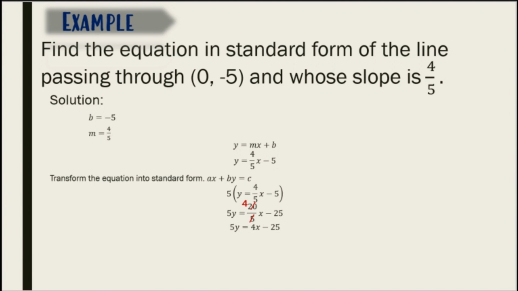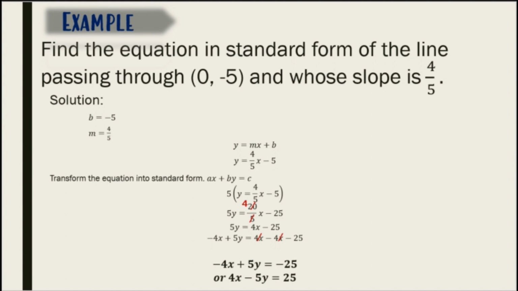Next, subtract 4x from both sides. Negative 4x plus 5y equals 4x minus 4x minus 25. 4x minus 4x, that is 0. So the standard form of y is equal to 4 over 5x minus 5 is negative 4x plus 5y equals negative 25, or if we multiply the equation by negative 1, the result will be 4x minus 5y equals 25.